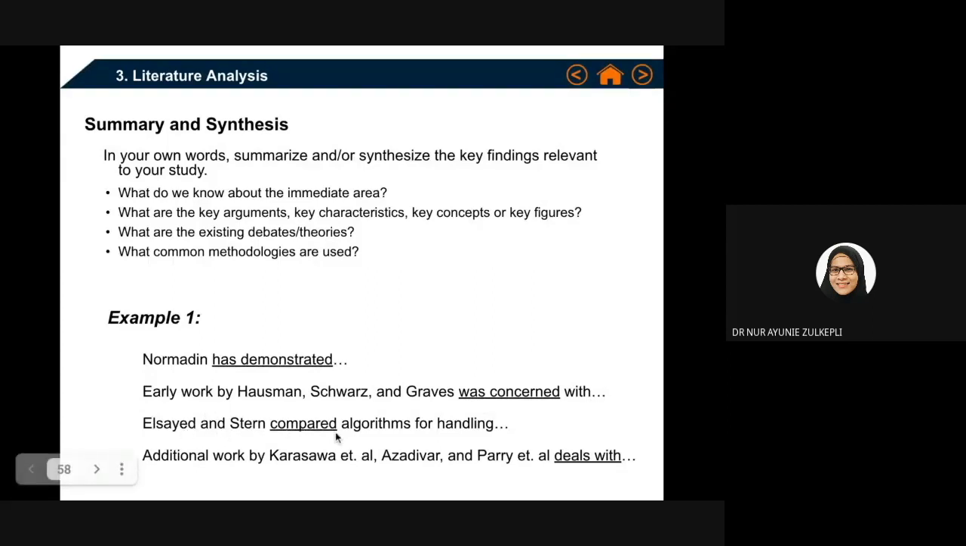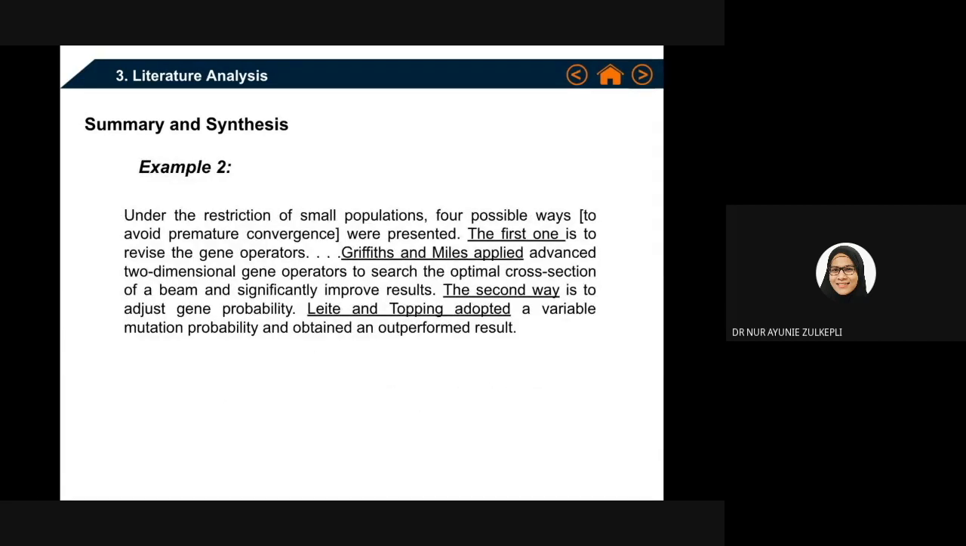Elsted and Stern compared algorithms for handling of what? Additional work by Kosaba et al., Zadeva and Perry et al. deals with what? So this is how you summarize the point that you want to take from the literature. Okay, so this is example number 2.